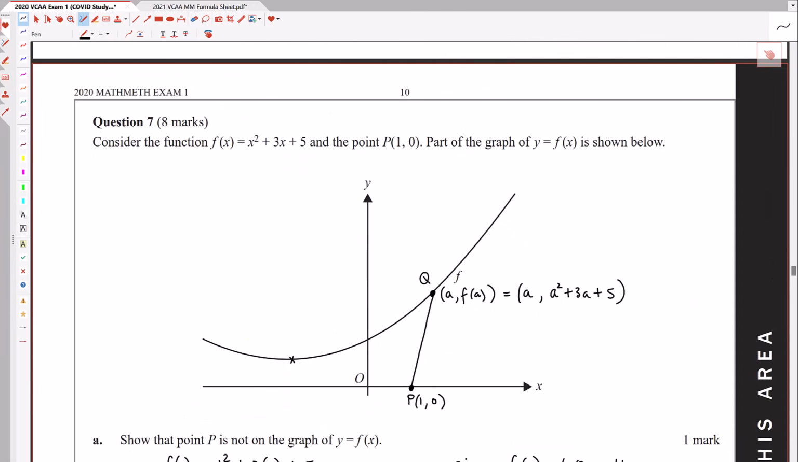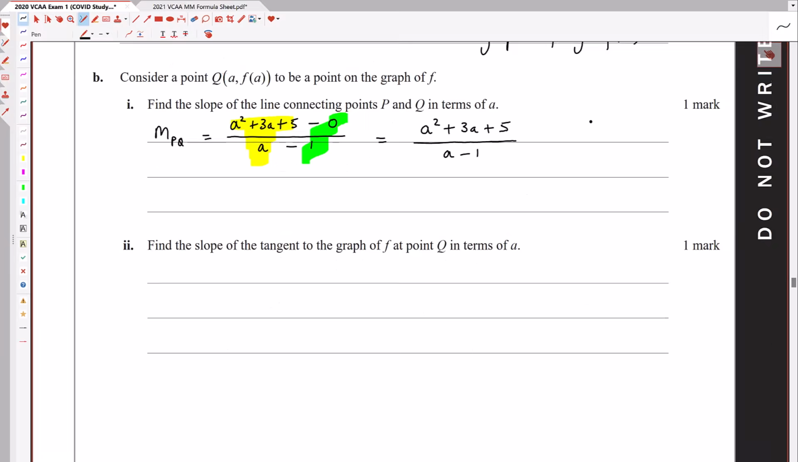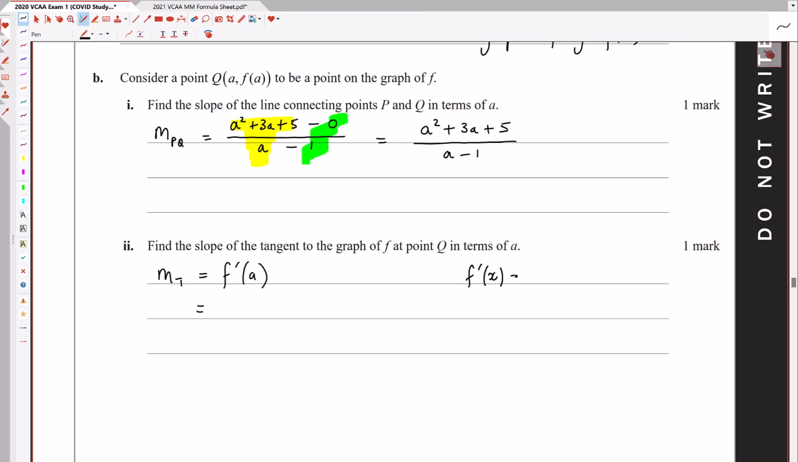Okay, so the tangent is this line here, and that has the same gradient as the curve at the point A, at the point where x equals a. So therefore, the gradient of the tangent is the derivative at a, and the derivative of f(x) is going to be 2x plus 3, and so therefore the derivative at a is going to be 2a plus 3. Each of these two questions is just 1 mark, so just 1 mark for your answer.